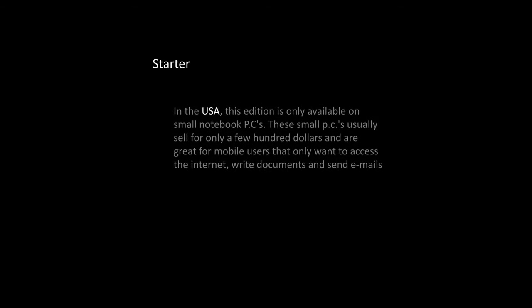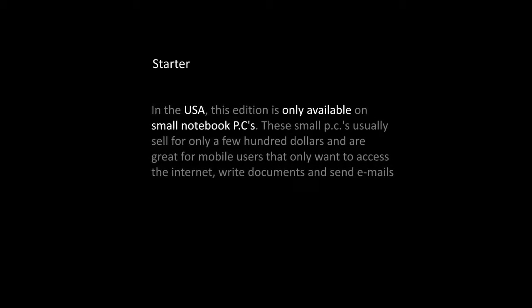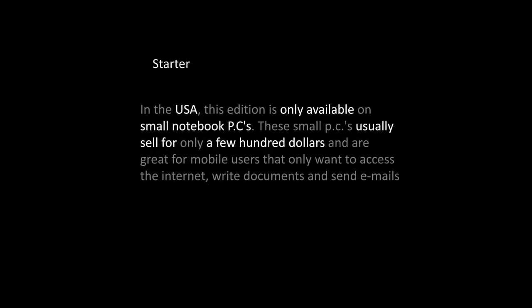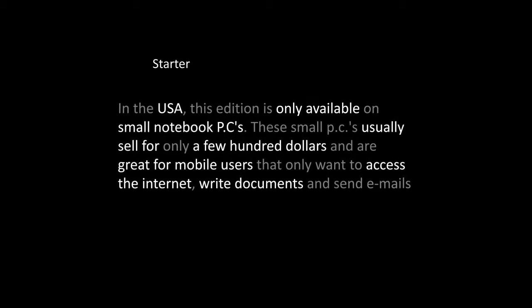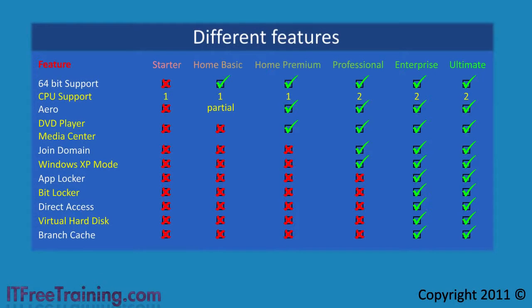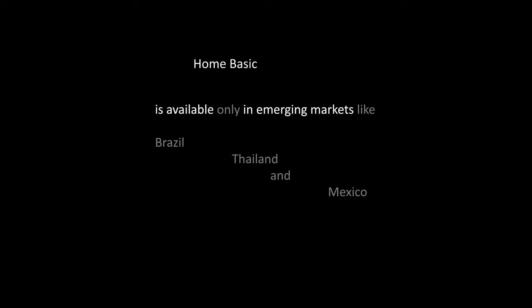The first edition is the Starter Edition. In the USA, this edition is only available on small notebook PCs. These small PCs usually sell for only a few $100s and are great for mobile users who only want to access the internet, write documents, and send emails. The Starter Edition is the only edition of Windows 7 that does not support 64-bit processors. Since it is aimed at a general PC user, graphical applications are not included, such as DVD support and the Aero interface.